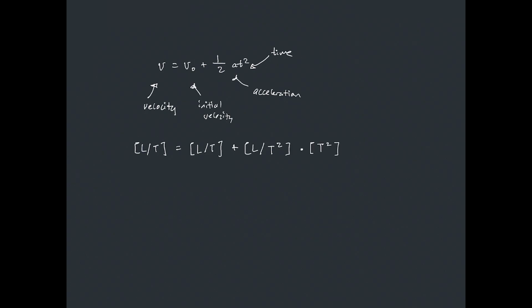Okay, and clearly this relationship checks out. We have that the dimension length over time is equal to the dimension length over time plus 0. And that cancels out, and we have a correct relationship. But just because the dimensions add up on both sides, that doesn't mean the relationship is necessarily true. We could write 2v equals v0 plus 1/2 at squared, and that would be incorrect, even though the dimensions still line up. It's just a tool in our toolbox to see if we have correct relationships.